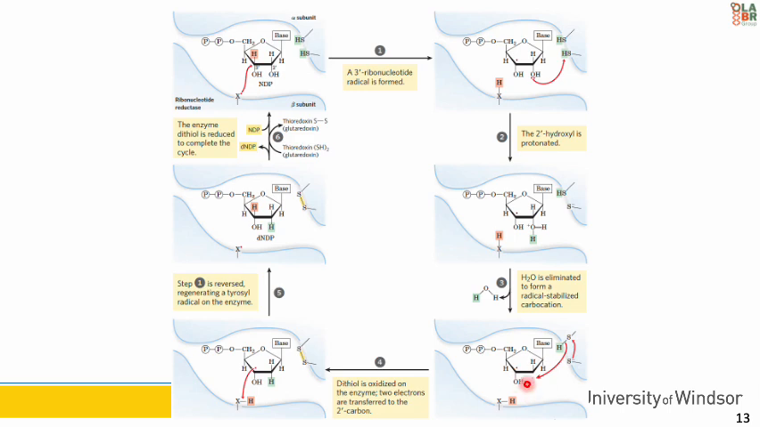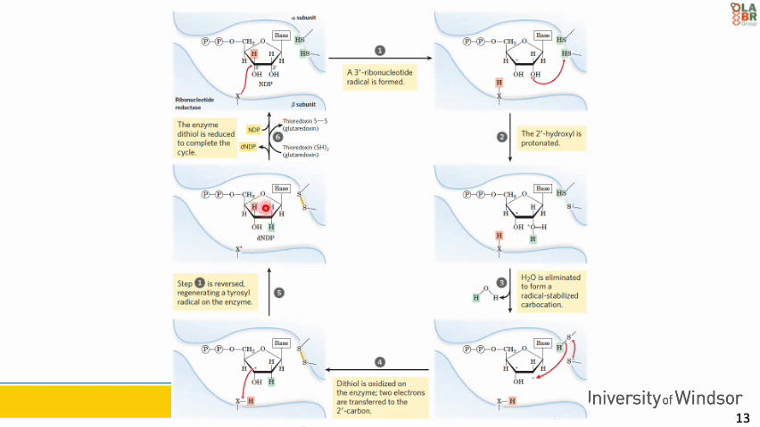From here, one of the thiols is oxidized on the enzyme, and 2 electrons are transferred to the secondary carbon. You can see the secondary carbon over here now has the hydrogen, and we've formed this disulfide bridge. Now step one is reversed, as you can see right here. This radical is going back, regenerating a tyrosine radical on the enzyme. So now we've formed a tyrosine radical on the enzyme.